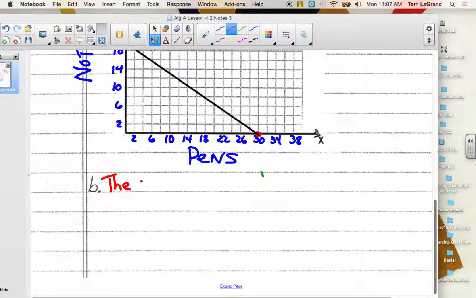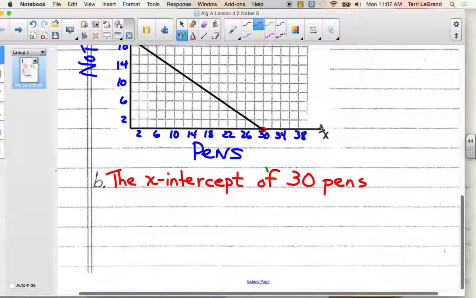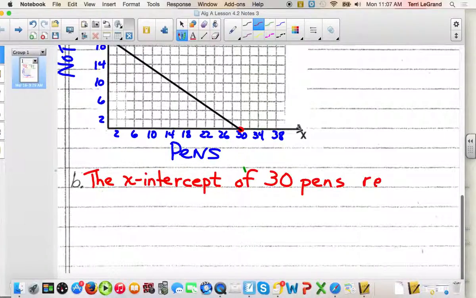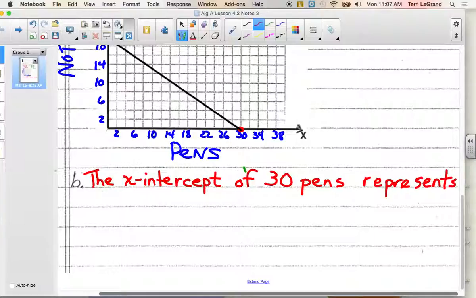So the x-intercept of 30 pens, isn't that what it is, right? The x-intercept of 30 pens. You're going to have to do this in your homework and you're going to write in sentences like this. The x-intercept of 30 pens represents, what is it telling us?